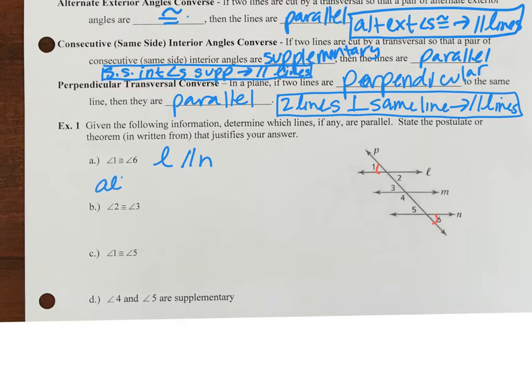It'll look like this: alternate exterior angles congruent implies we have parallel lines. All right, now let's take a look at letter B. So letter B says this time we have angle 2 congruent to angle 3. So I'm going to mark those. Here's angle 2 and here's angle 3.